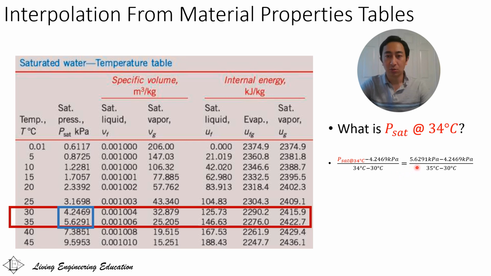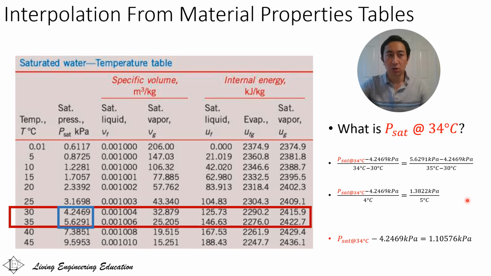And then we equate that to the 2 points that were given, right? So the saturation pressure at 35 degrees Celsius, 5.6291 kilopascals, minus the saturation pressure at 30 degrees, 4.2469 kilopascals, and then divide that by the temperature range, 35 minus 30 degrees Celsius. There, right? And we basically simplify and solve for our final pressure. And I'll let you walk through those steps, right?